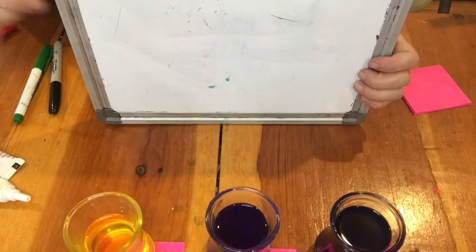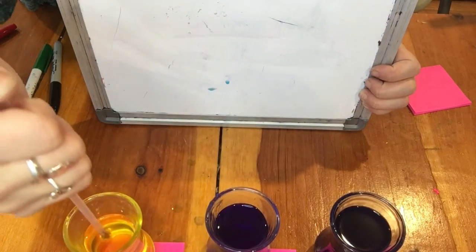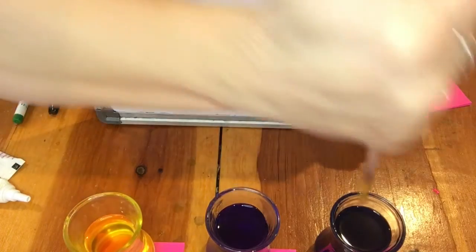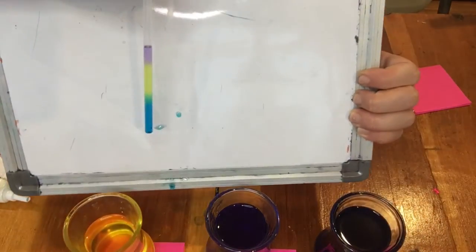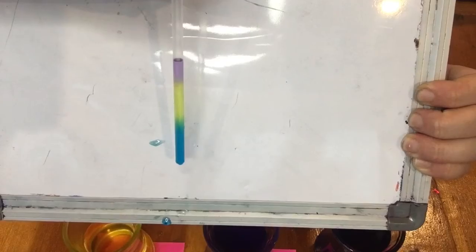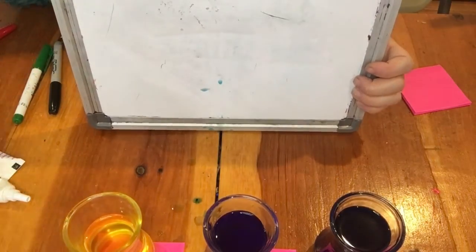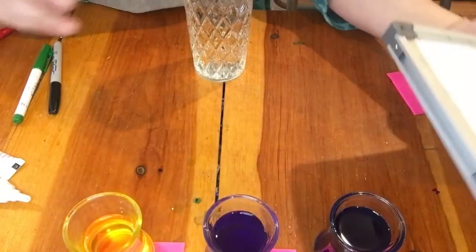One more time with the correct order, we have solution 2, solution 1, and solution 3. If you didn't get a screenshot of that before, go ahead and take a screenshot now. And that is your saltwater density column lab.